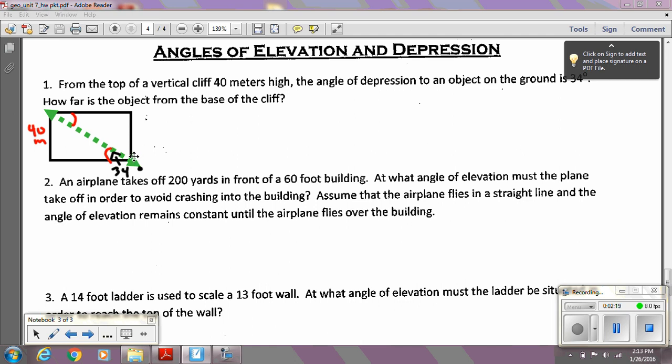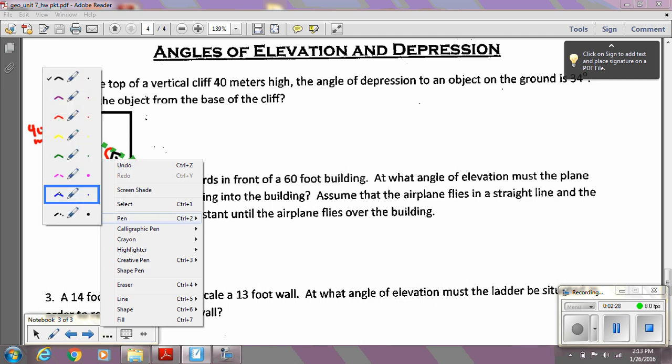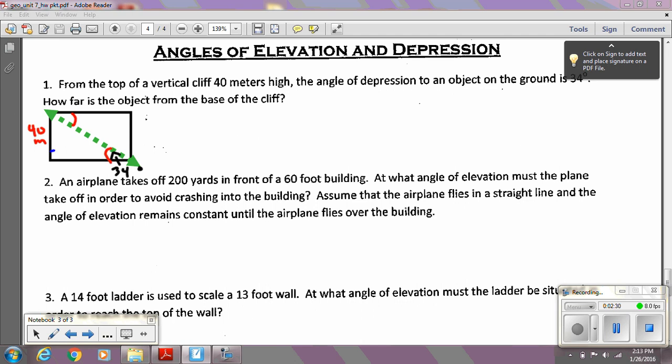How far is the object from the base of the cliff? So we're looking for the horizontal distance of the right triangle. It's a right triangle because it's a rectangle, so we're looking for this, that's x. Okay? So again, an angle of depression is always formed with the horizon and looking downward. And then it'll be congruent with the angle down on the ground as well, so that way you can use the bottom triangle and not the top one, and it still makes sense.